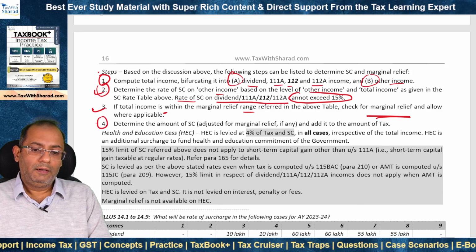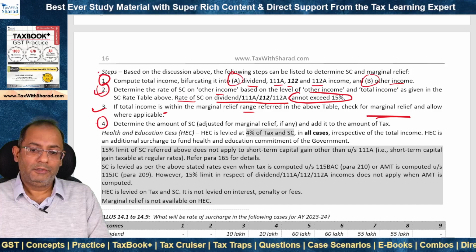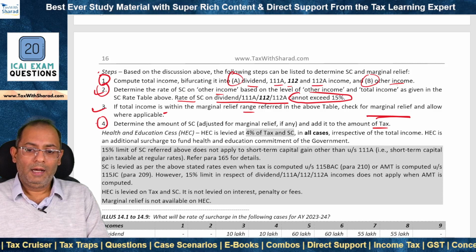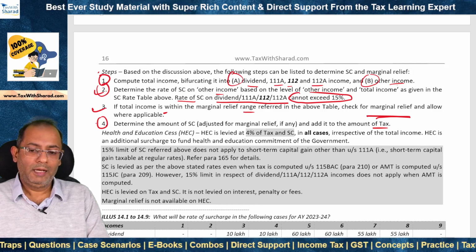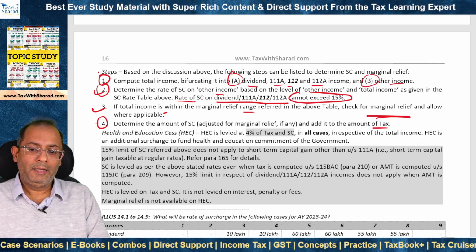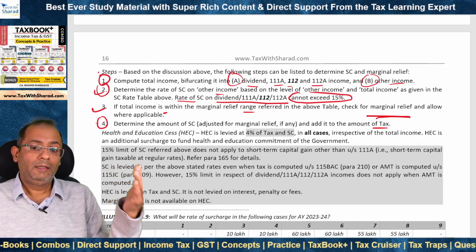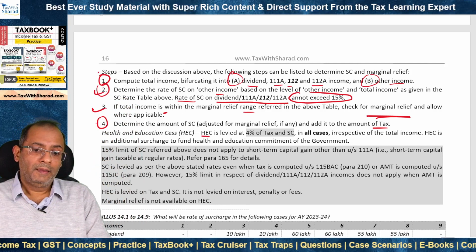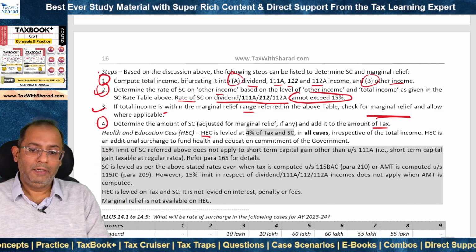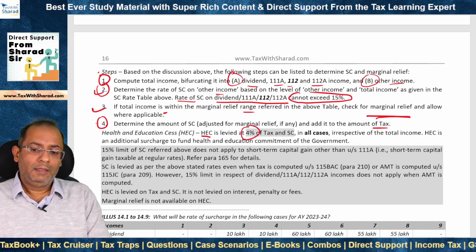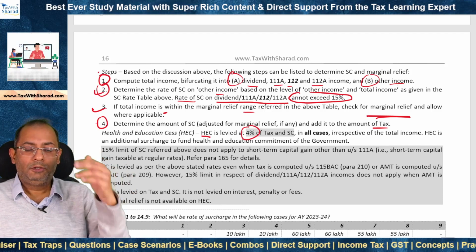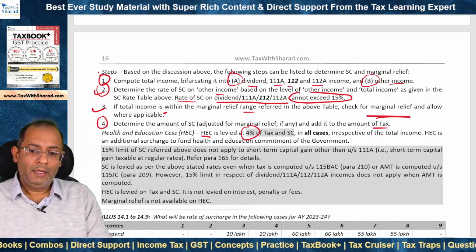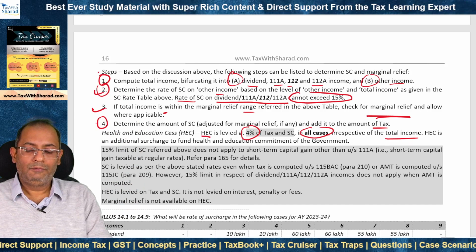And step 4, lastly, determine the amount of surcharge adjusted for marginal relief, if any, and add it to the amount of tax. So that will become the amount of tax plus surcharge. After you have arrived at the amount of tax plus surcharge, in case surcharge is not available, only tax, and if rebate under section 87A needs to be applied, then tax on total income minus that rebate. On that amount, HEC, health and education cess, will be levied at 4%. That means 4% of tax and surcharge, or 4% of only tax, or 4% of tax minus rebate, in all the cases, irrespective of the amount of total income.